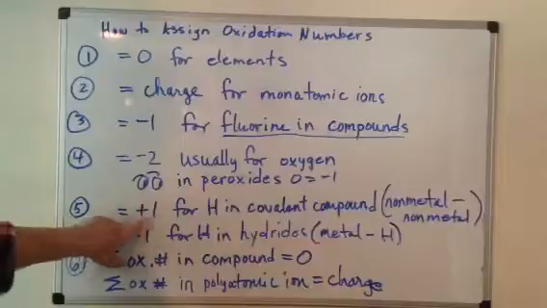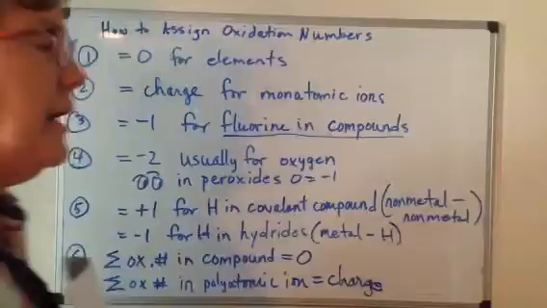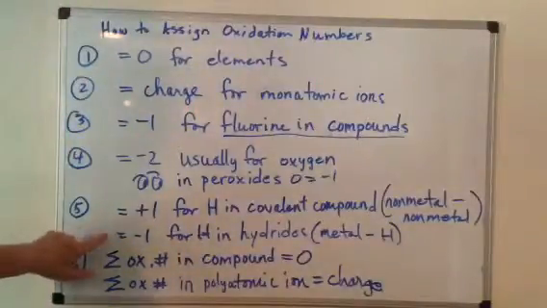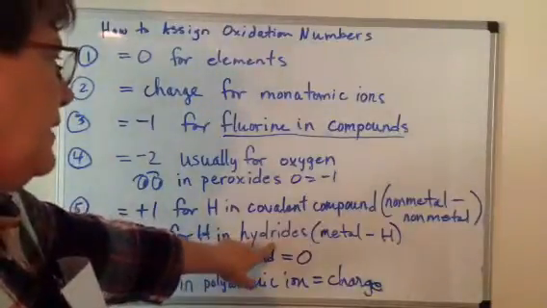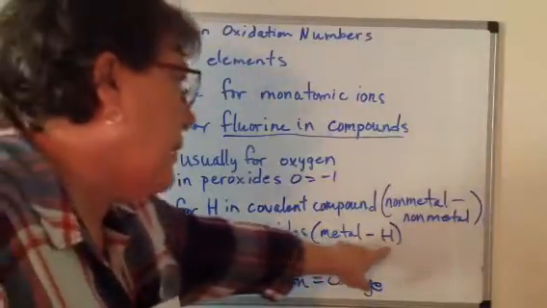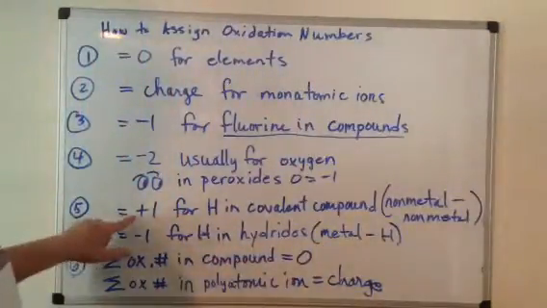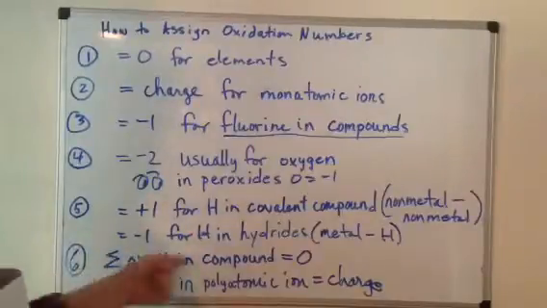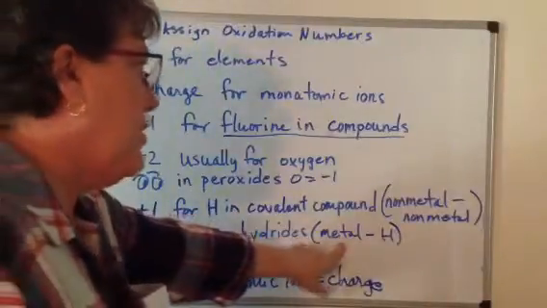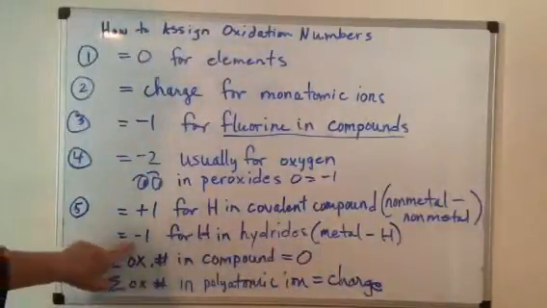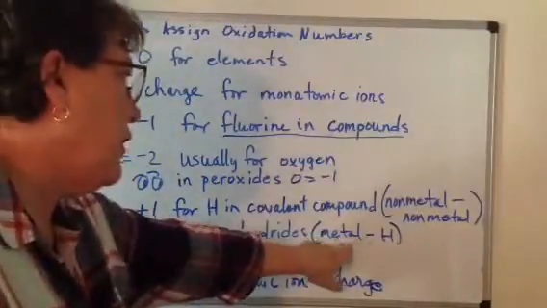Oxidation number is the positive one for hydrogen in covalent compounds. That means a nonmetal bonded to a nonmetal. But hydrogen will be a -1 for hydrogen in hydrides. That's when you have the metal bonded to a hydrogen. Metals always get the positive oxidation number, so they can't both have positive because the sum has to be 0 in a compound. So if the metal's taken a positive oxidation number, hydrogen is forced into a -1 state. So watch out for that. When hydrogen is with a metal, you're going to give it a -1.